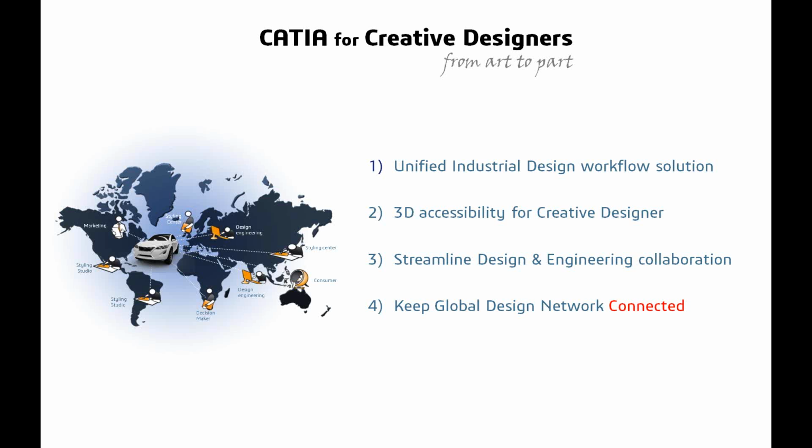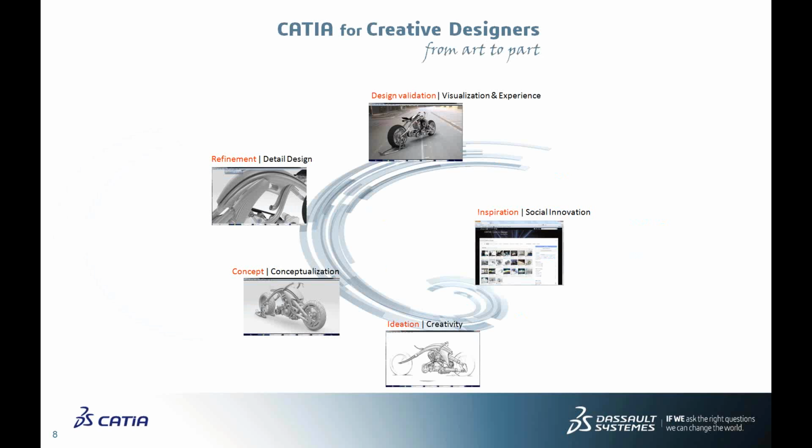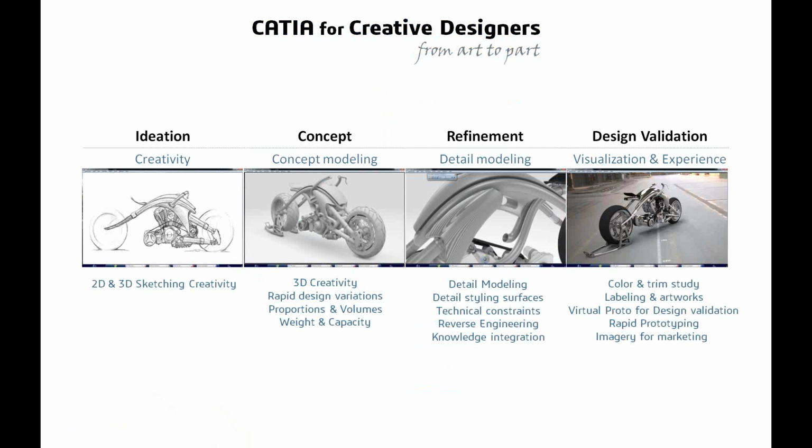So now let's deep dive on this solution, CATIA for creative designers, around the Silverbull motorbike project, from the ideation to concept modeling and Class A surface refinement and reverse engineering, to the design validation and color and trim studies with the physical prototype and the virtual prototype. So the first step is really to help designers in their ideation phase, still working by sketching by hand or with other sketching virtual tools.